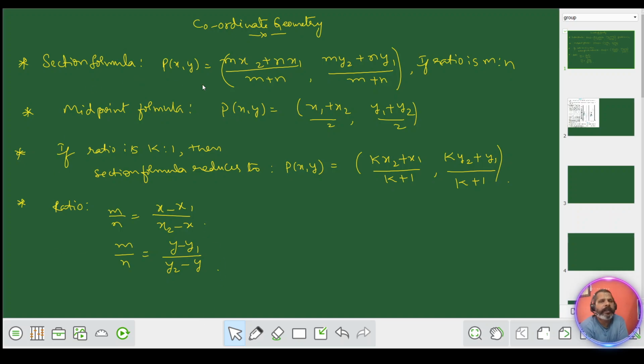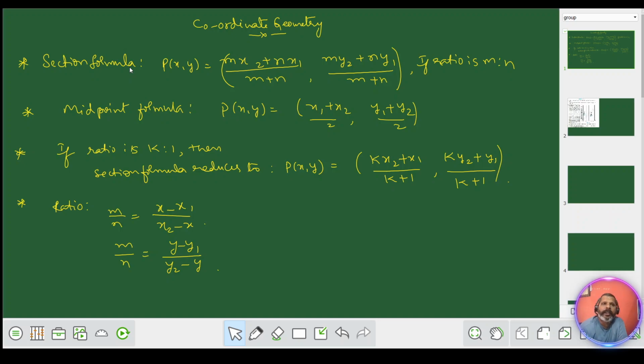So, the section formula says: if P of (x, y) is a point, and A of (x1, y1) and B of (x2, y2) are the points, and P of (x, y) divides AB in the ratio m:n, then the section formula looks like the one on the slide: (mx2 plus nx1) by (m plus n), (my2 plus ny1) by (m plus n).